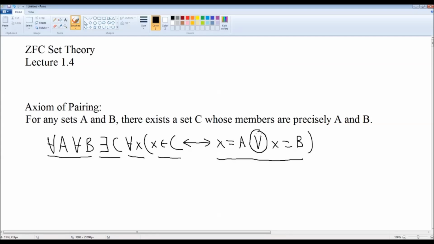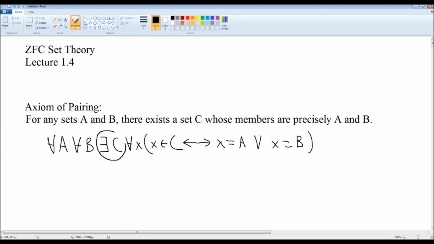This little symbol right here, by the way, means or. The symbol that looks like a V, you can remember it because if you turn it upside down and write a wedge, that means and, but this one means or. It should also be noted that the or in logic is an inclusive or, meaning it's still true even if both of these are true at the same time. It allows that possibility.